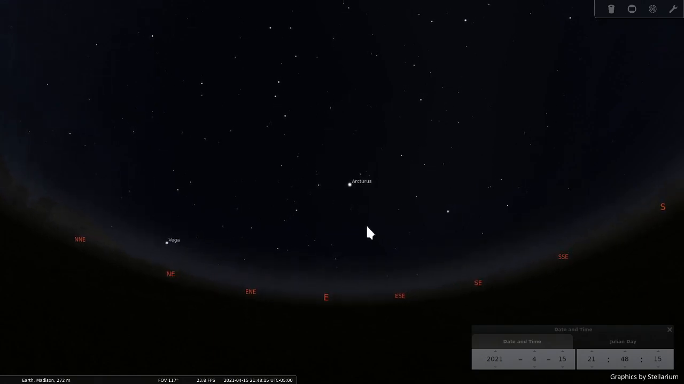So once again, we still have the Big Dipper in view right here. But because we've rotated around now our view towards the east, the Dipper's orientation has changed a little bit.